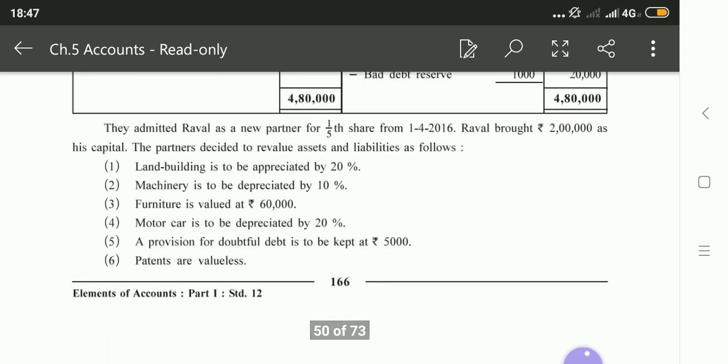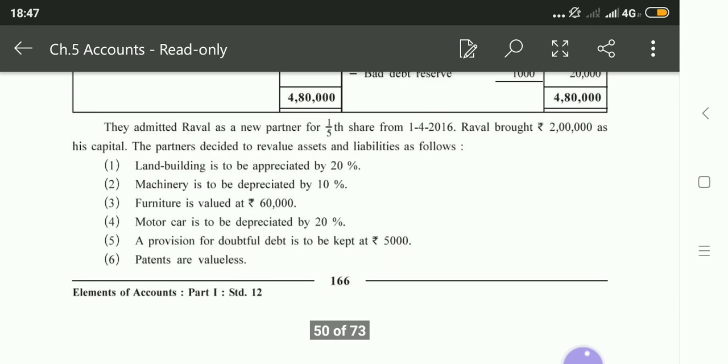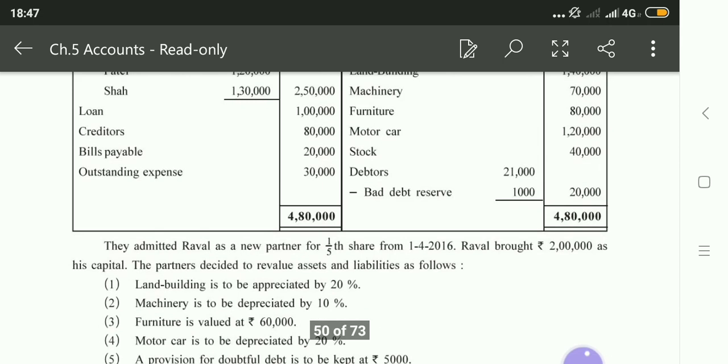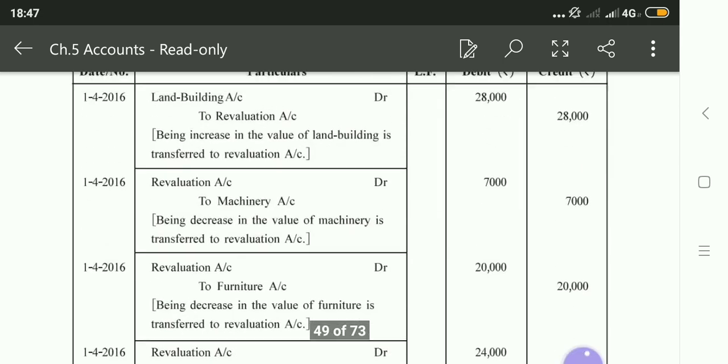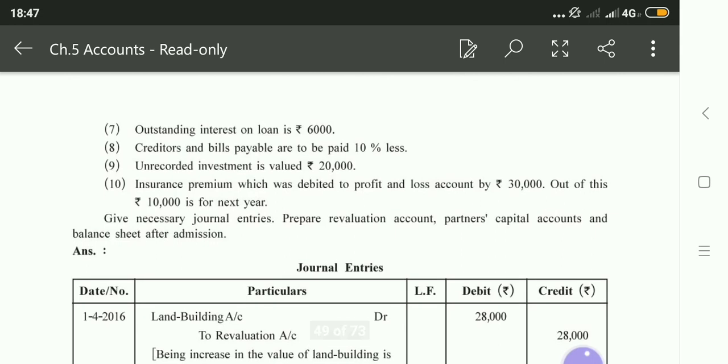So this is the concept of revaluation of assets and liabilities, that is, the change in the value of assets and liabilities. This concept is given in a detailed form in chapter 4. So overall, there are 10 adjustments, of which 6 are given here, and half of them I can see here. So overall, there are 10 adjustments.